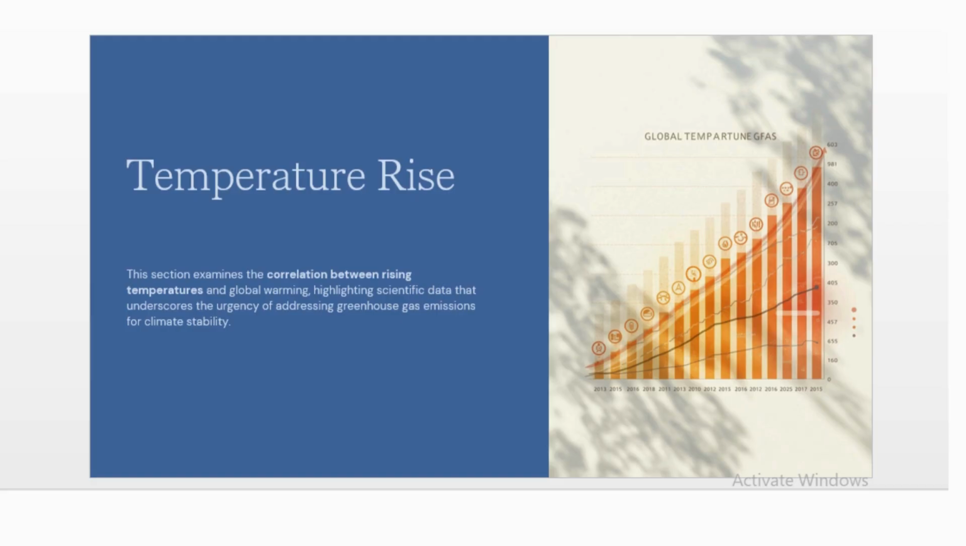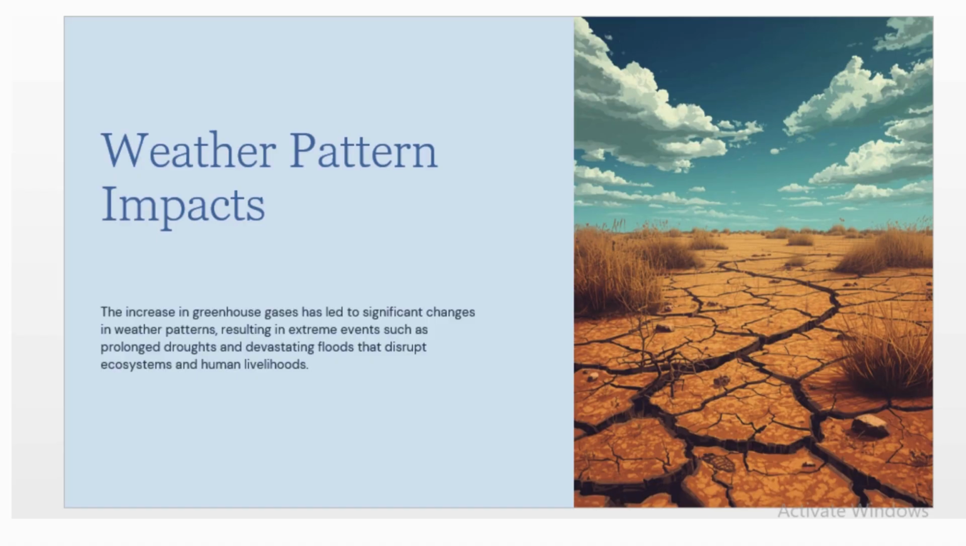So here we observe the temperature rise, for example, the correlation between rising temperature and global warming, highlighting the scientific data that underscores the urgency of addressing greenhouse gas emissions for climate stability.